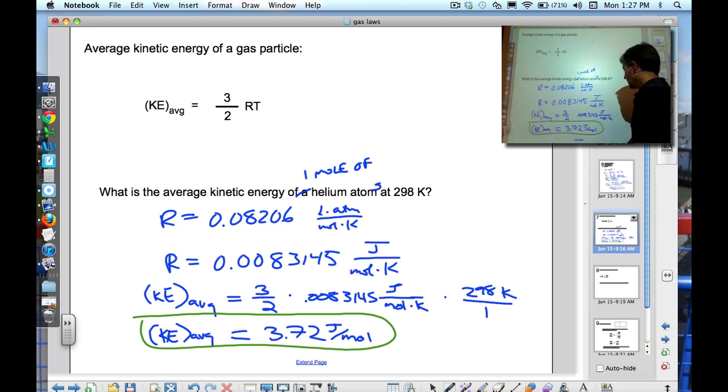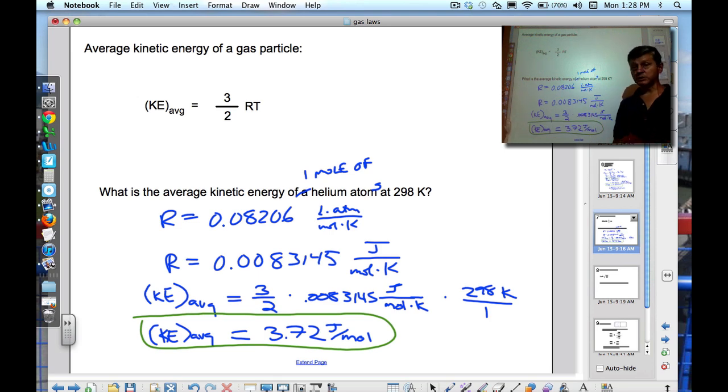How's that look? Okay. Now, the strange thing about this, and it's a little bit counterintuitive, is that if I give you a mole of helium at 298 Kelvin, the average kinetic energy is 3.72 joules per mole. But what if I gave you a mole of xenon at the same temperature? It's going to be the same because it doesn't depend on the type of atom. But doesn't it seem strange that they would have the same kinetic energy, even though xenon is many, many times heavier than helium? So what's the difference? If they have the same kinetic energy, how do those two particles differ? The speed? Yeah, exactly.